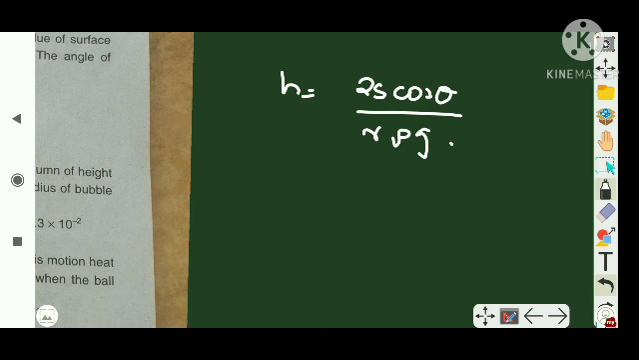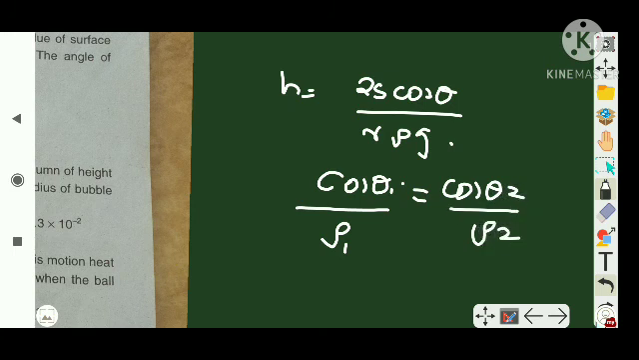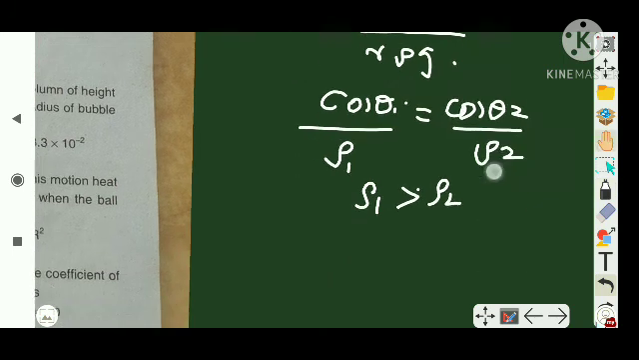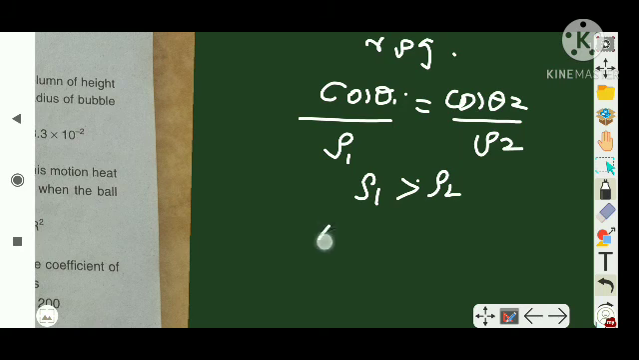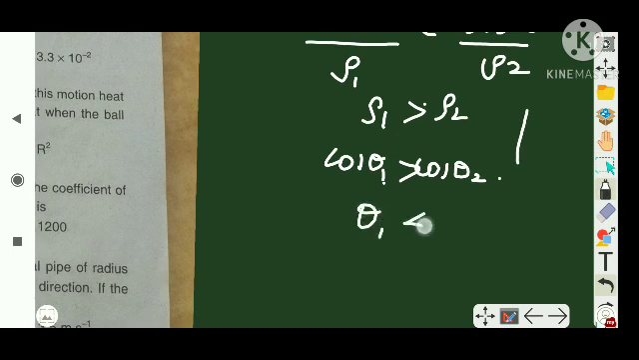Now from here, you are told nothing about h, so the heights are the same. So I can write that cos theta by rho is constant, or I can say cos theta 1 by rho 1 is equal to cos theta 2 by rho 2. We are told that the densities are different, that is the density rho 1 is greater than the density of the second medium. If rho 1 is greater than rho 2, then obviously cos theta 1 is greater than cos theta 2, that is theta 1 will be less than theta 2.